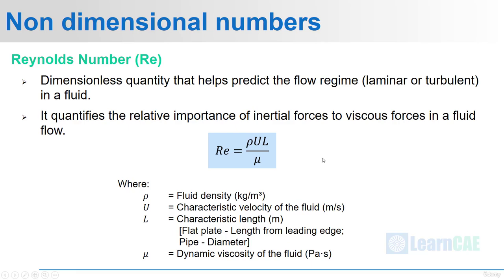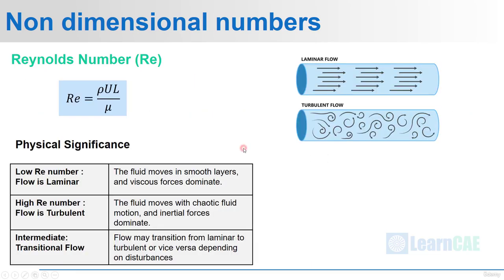Let us see the significance and physical importance. If the Reynolds number is low, it means the flow is laminar. That is, the flow moves in smooth layers and viscous forces dominate, as shown here. If the Reynolds number is high, it means the flow is turbulent and the fluid moves with chaotic fluid motion and inertial forces dominate. The turbulent flow is given here. And if the Reynolds number is in the intermediate zone, then it is called transitional flow. The flow may transition from laminar to turbulent or vice versa depending on the disturbances.